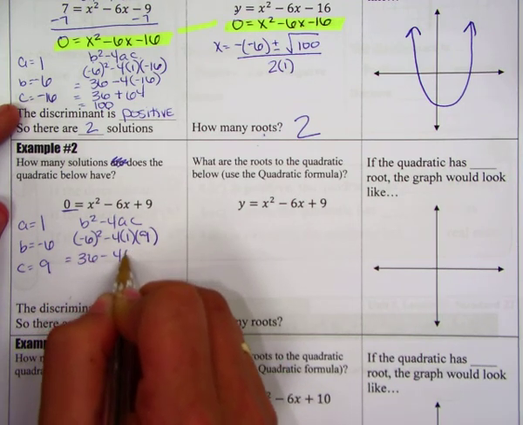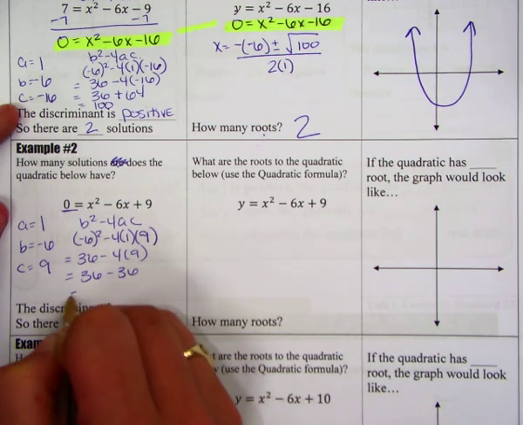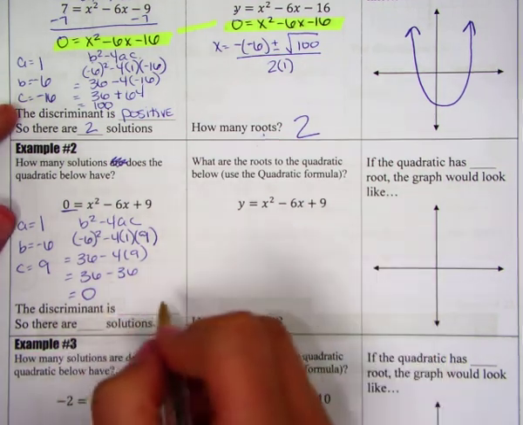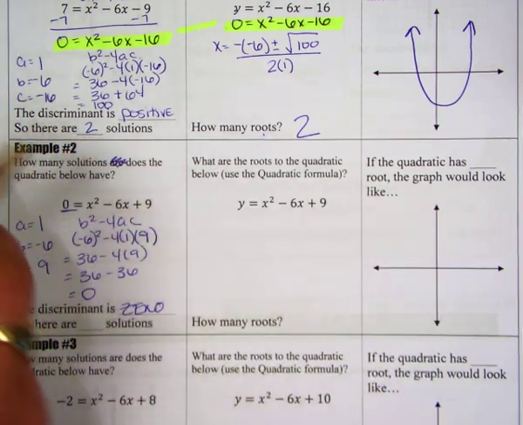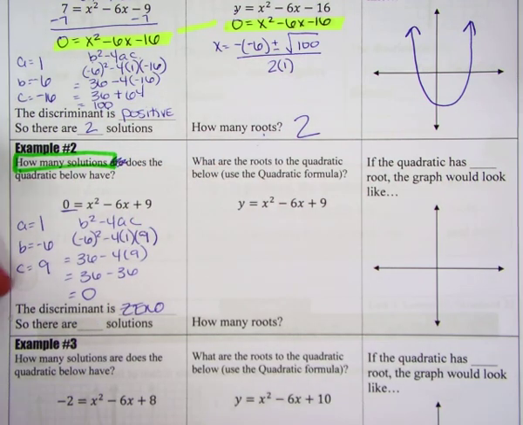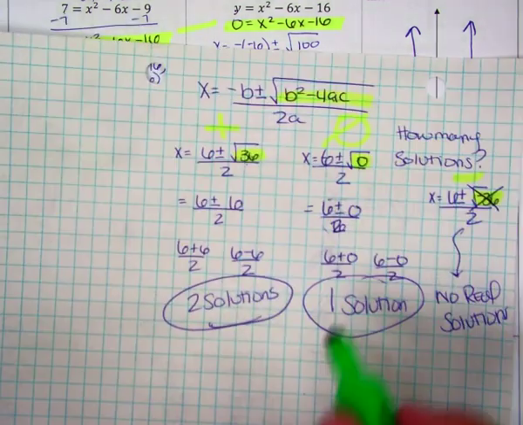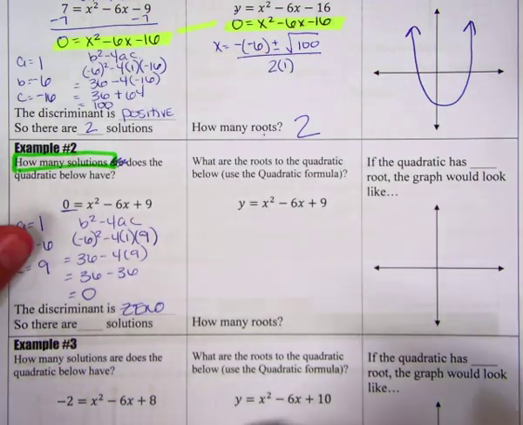36 minus 4 times 9. So 36 minus 36, which is 0. The discriminant is 0. Therefore, how many solutions are there when the discriminant is 0? There's going to be 1 solution.